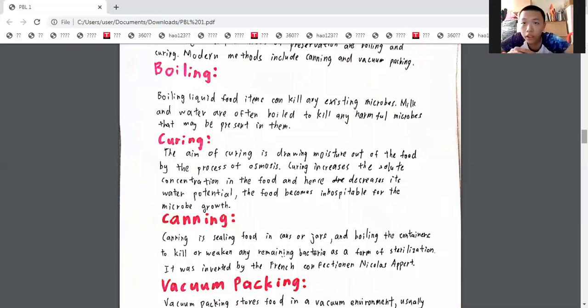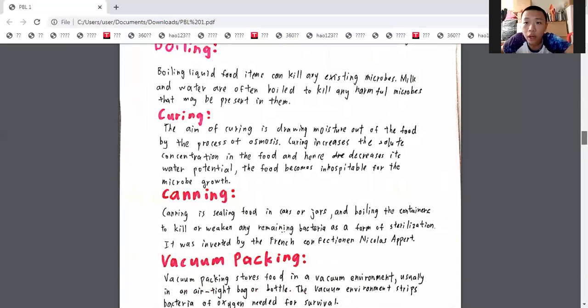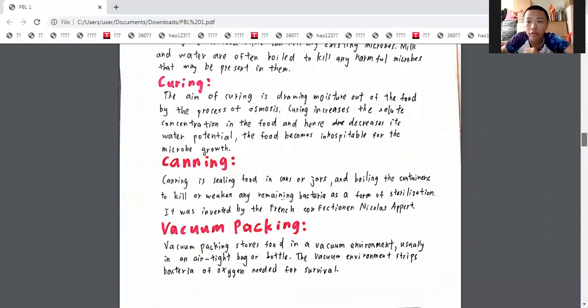Boiling. Boiling liquid food items can kill any existing microbes. Milk and water are often boiled to kill any harmful microbes that may be present in them. Curing. The aim of curing is drawing moisture out of the food by the process of osmosis. Curing increases the solute concentration in the food and hence decreases its water potential. The food becomes inhospitable for microbe growth.